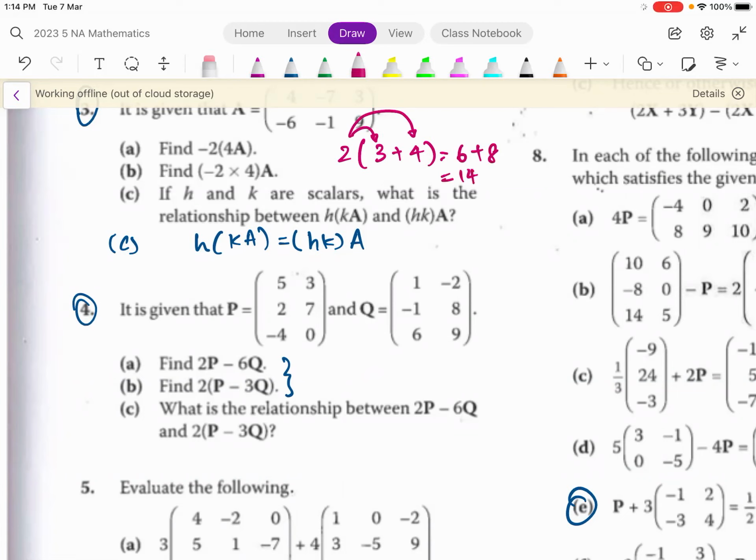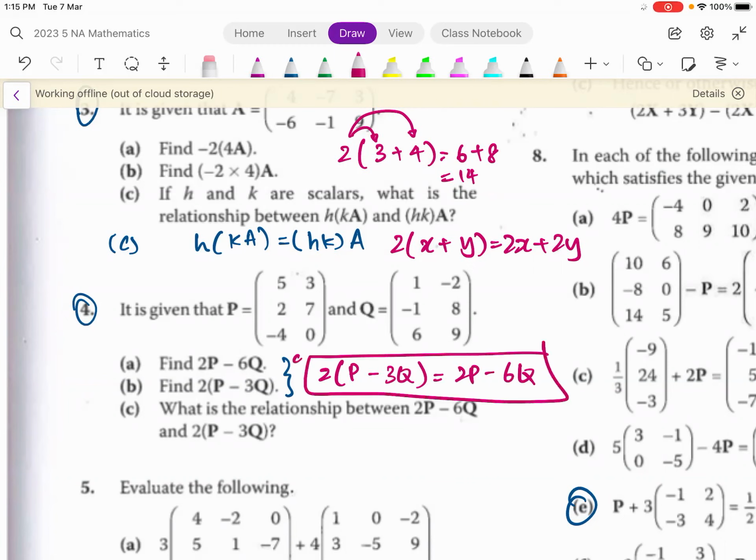And then in algebra, it is the same thing. 2 times of x plus y is 2x plus 2y. In the same way, our matrices, scalar multiplication of matrices, 2 times of p minus 3q, you get 2p minus 6q. They are the same. Okay, so this is our answer for part C.